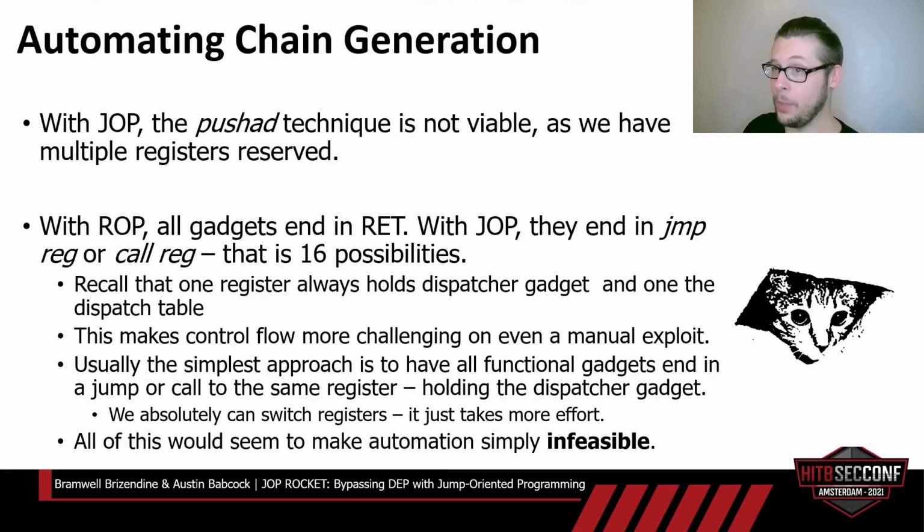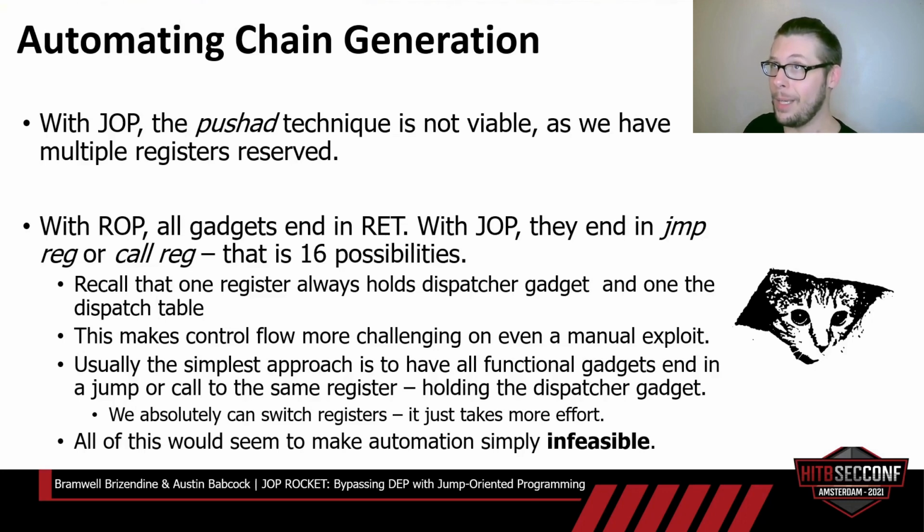Now, with JOP, that's just not possible because, for one, we can't use push add, and also with ROP, every gadget is going to end in a return, but with JOP, it's going to end in a jump or a call to one of several different registers. And keep in mind what this is: it's a functional gadget jumping to the dispatcher. And so we'll have certain registers set aside for those purposes, and those registers need to remain deconflicted, and the other registers, we can use them to do things like setting up our stack parameters.